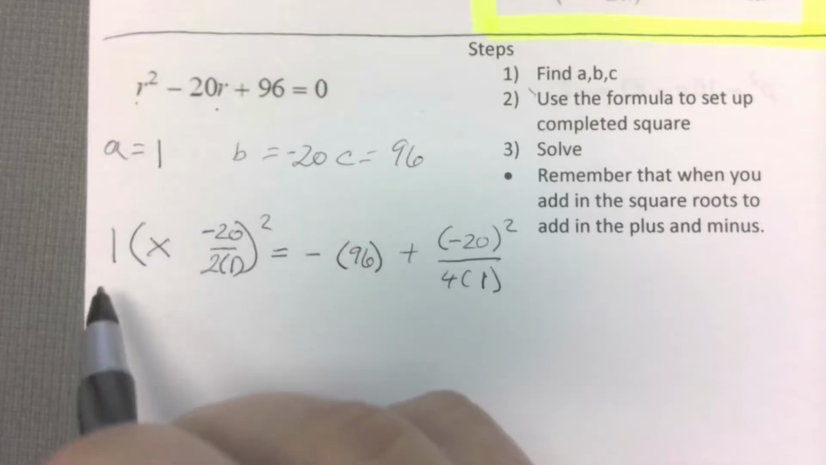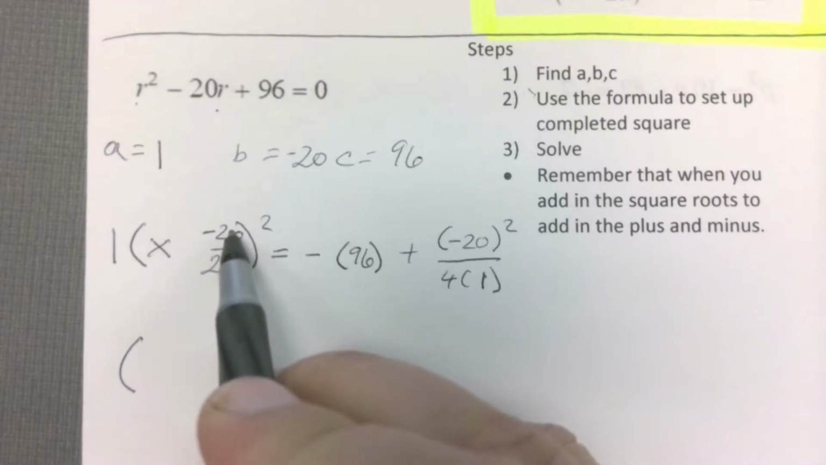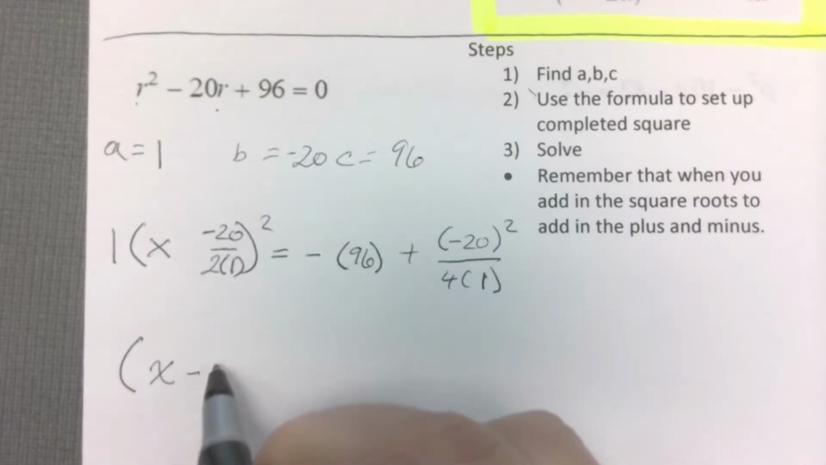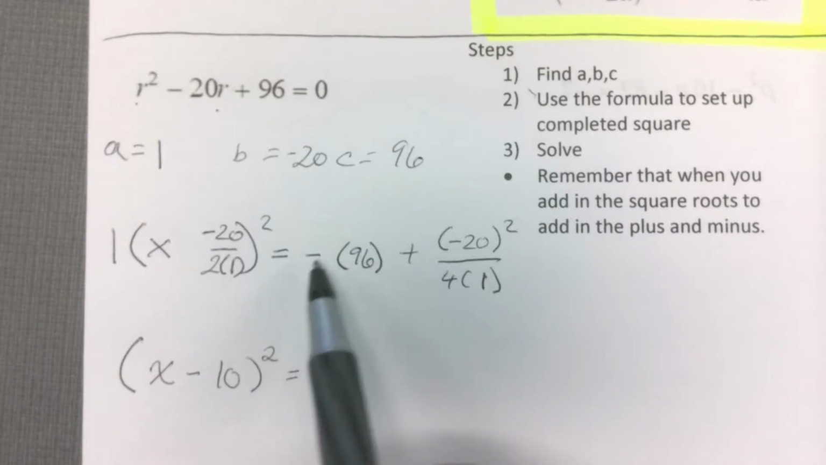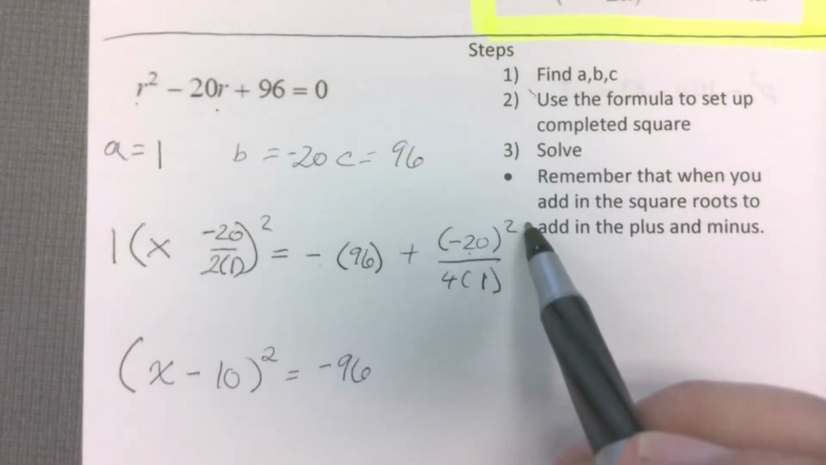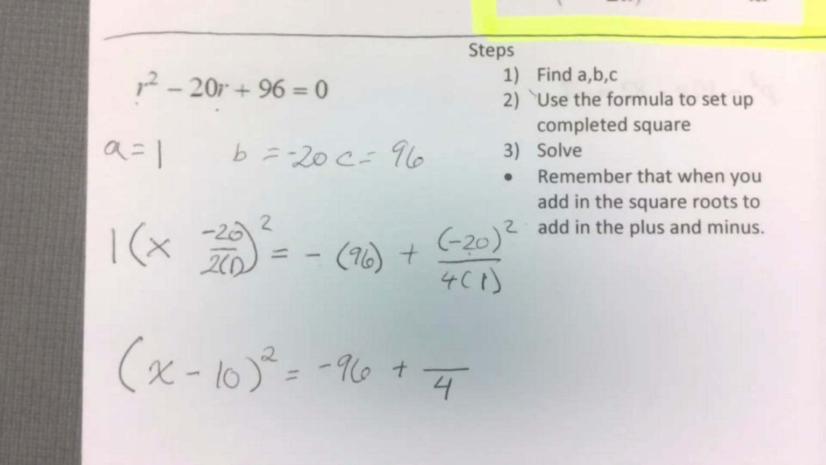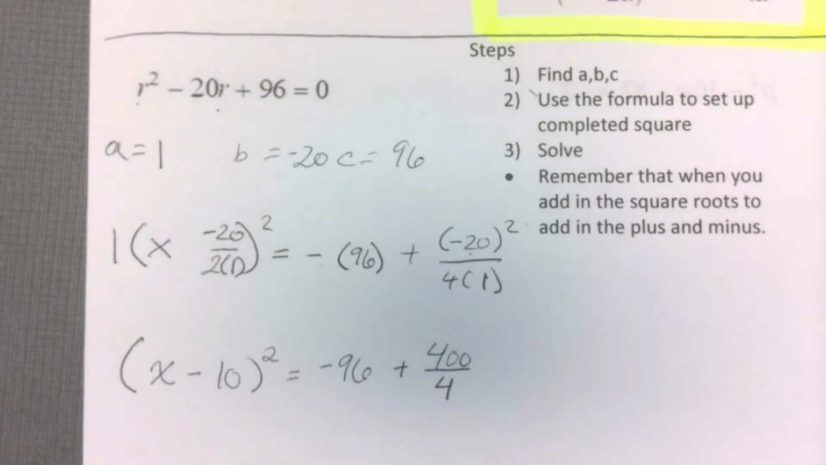All right. I don't need that 1 anymore because 1 times anything is just itself. What's negative 20 divided by 2? Negative 10. And I'm just going to make this negative 96. What's negative 20 squared? What's 20 times 20? 2 times 2 is 4, so that's part of it. What's 10 times 10? So it's going to be 400. Whenever you square something, it will come positive.